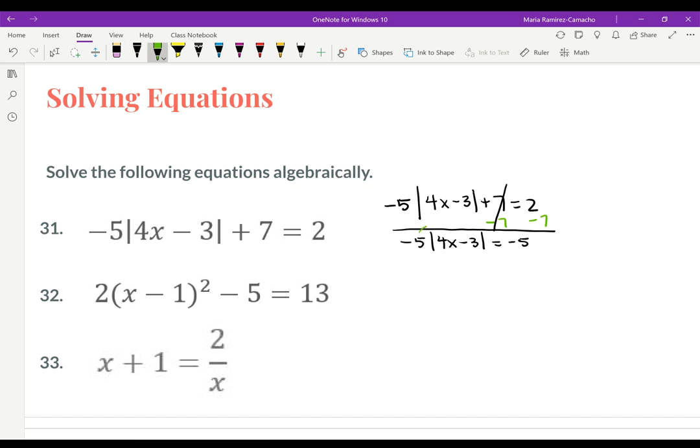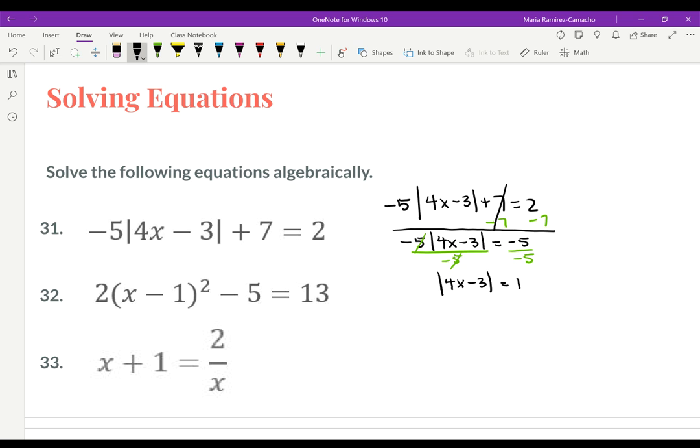Please note that we do not want to distribute the -5 into the absolute value. We want to solve for x, get it by itself, so we don't want to do that. Since we're multiplying -5 to this absolute value expression, let's do the opposite of that, which is divide. Divide both sides by -5. We're left with the absolute value of 4x minus 3 on the left side, and on the right side, -5 divided by -5 is 1.